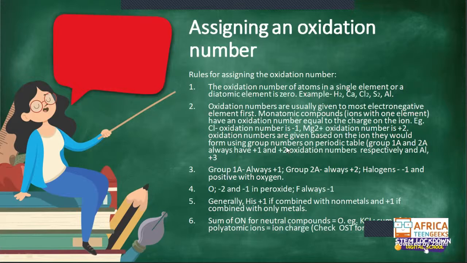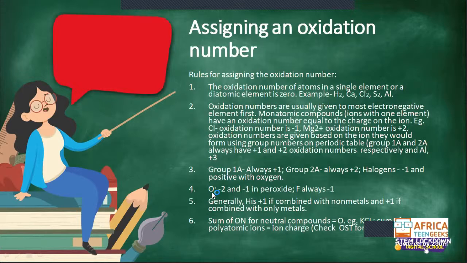Okay, group 1A and 2A metals always have +1 and +2 oxidation numbers respectively, and Al will be +3. And these are the numbers that we get from our groups, but I'll explain further to you guys how you identify which group and how much the oxidation number or the charge number is for that specific group. Okay, so we know that group 1A is always +1, group 2A is always +2, and halogens are always -1, and positive with oxygen.